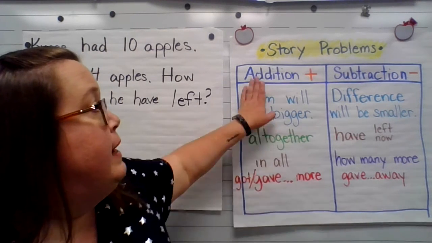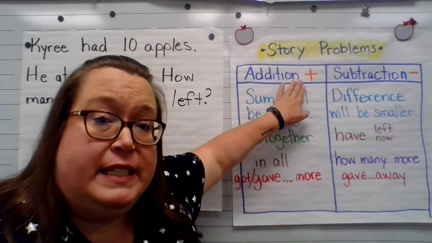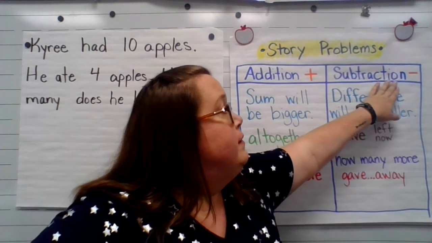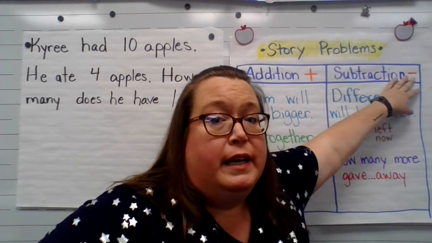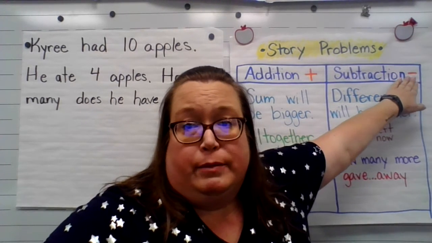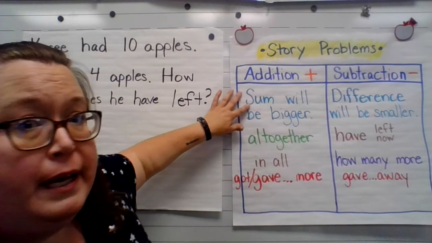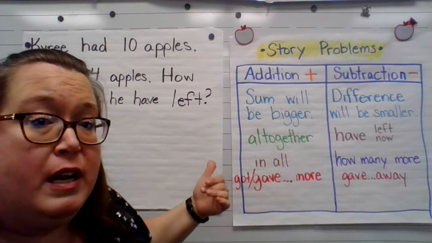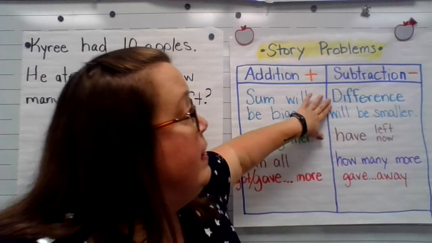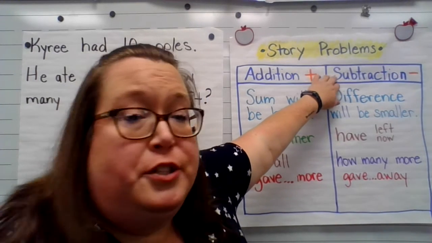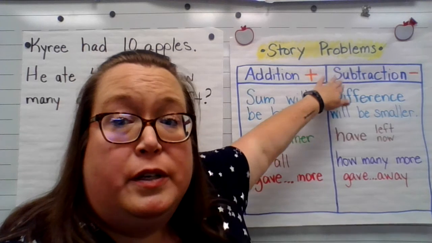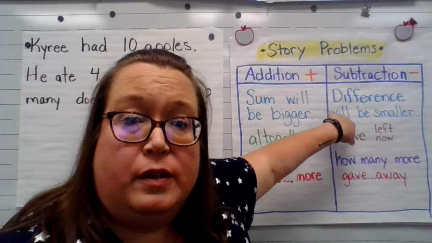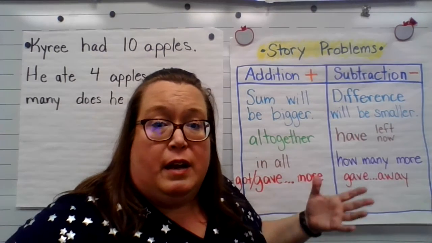We talked about that if it's an addition number sentence, we will use the plus sign or we will add. Subtraction, we will subtract. Take away, we will use the minus symbol. We talked about that the sum is the answer to an addition problem, and the sum will always be bigger than the numbers you start with. We talked about how difference is the answer to a subtraction problem. So we use the word difference when we're talking about subtraction. And the difference will always be smaller than the number you started with.